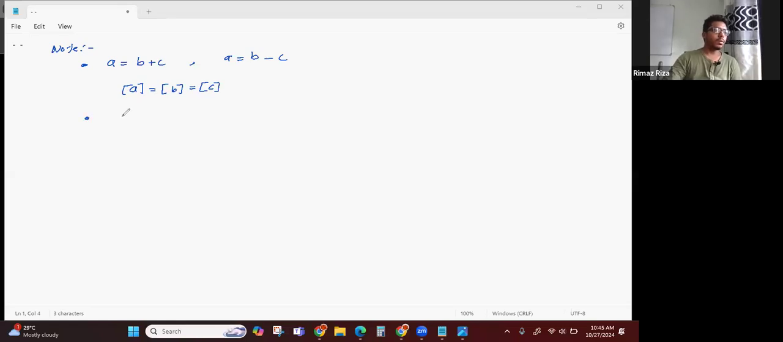And the next one, A equals BC plus D. Then the dimension of A must equal the dimension of BC, which must equal the dimension of D, right? That means if in a question you want to find the dimension of B, what you can do? The dimension of A equals the dimension of B into C. Therefore, the dimension of B is equal to the dimension of A divided by the dimension of C. Understood?